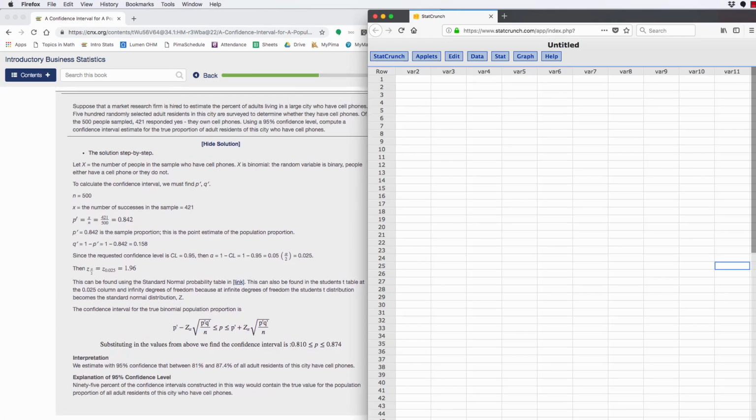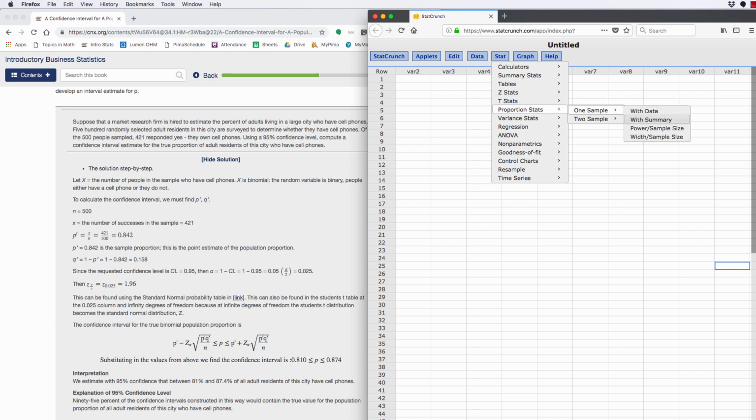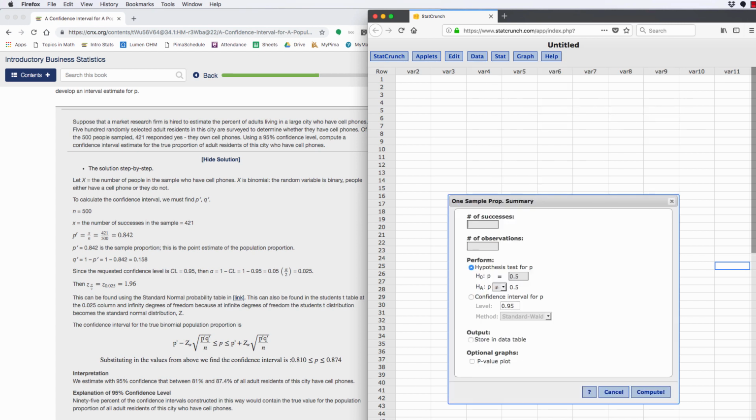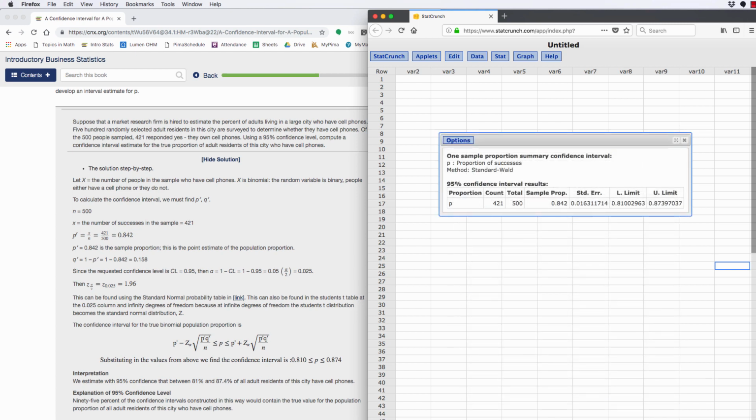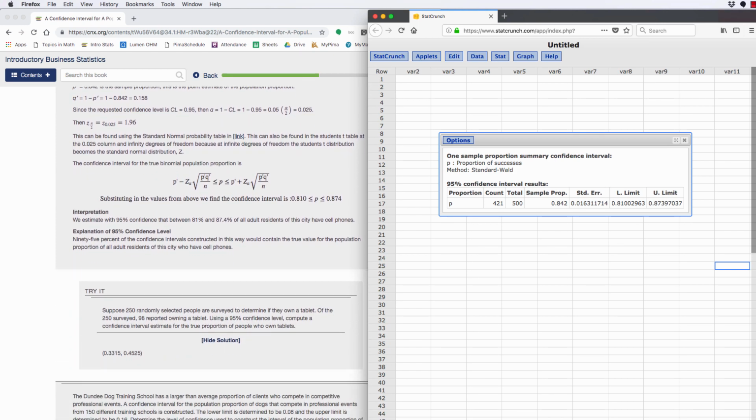The first problem, stat, proportion stats, one sample with summary information. The number of successes was 421. And the number of observations was 500. And we want to do a confidence interval of 95%. We compute that, and we see 81 to 87%, which is what they have here in the book.